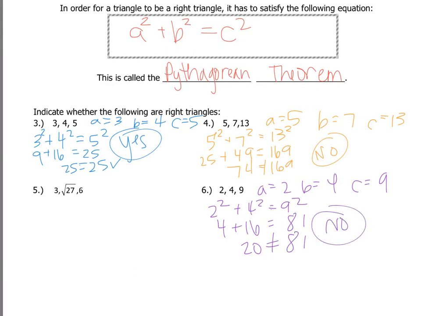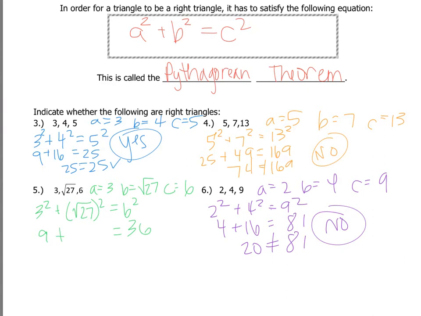It has something different. If you haven't noticed, they already have them in numerical order, so from smallest to largest. So our A is going to be 3, our B is going to be square root 27, and our C is going to be 6. So we need to see, is 3 squared plus the square root of 27 squared equal to 6 squared? Well, we know that 3 squared is 9. We know that 6 squared is 36. It's the square root of 27 squared that we don't know.